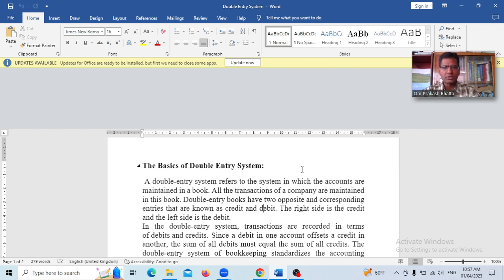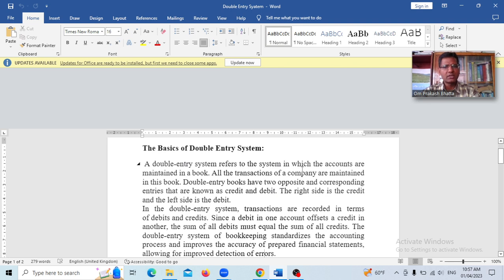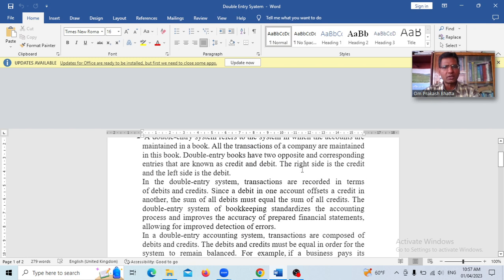So in the double entry system, transactions are recorded in terms of debit and credit. Since a debit in one account is offset by a credit in another account, all the transactions are recorded on the basis of the rule of debit and credit, and all the debit must be credit and all the credit must be debit. Similarly, in terms of money, the debit must be equal to credit.